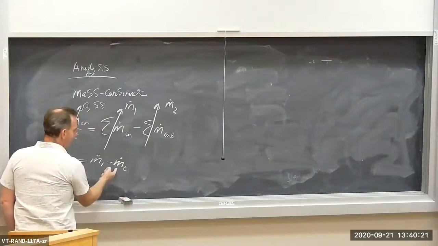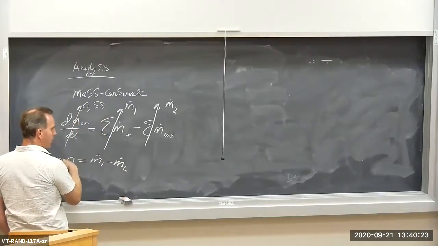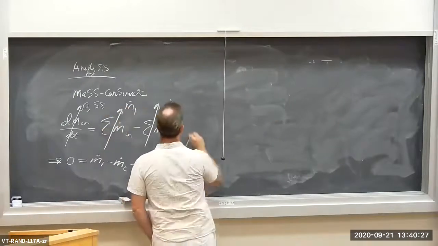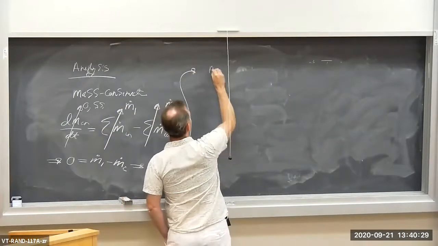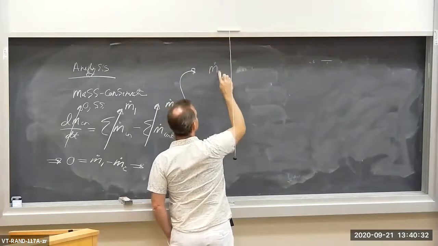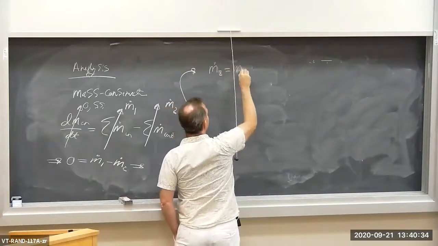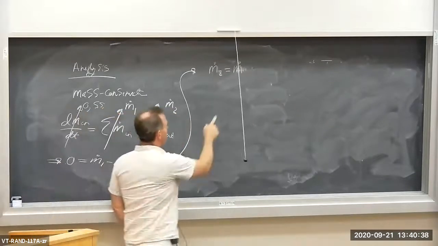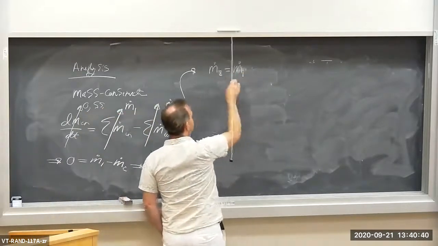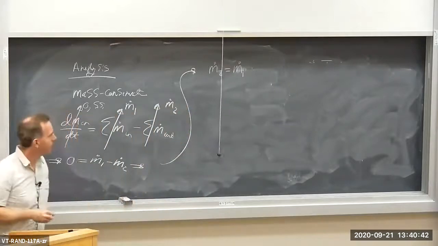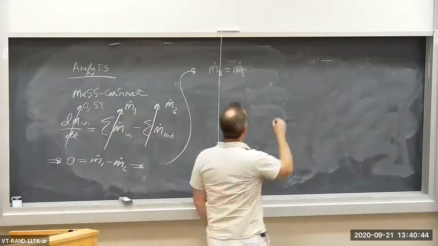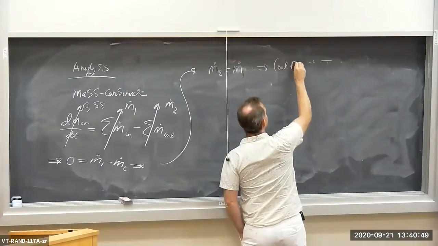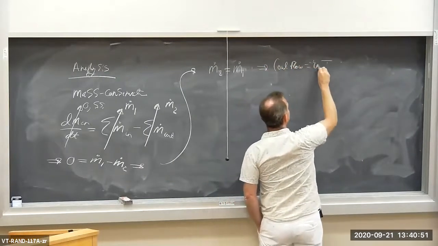Let me take the m.2 term and put it over on the other side of the equation. What does this imply? m.2 is equal to m.1. The mass flow out is equal to the mass flow in. Outflow equals inflow.